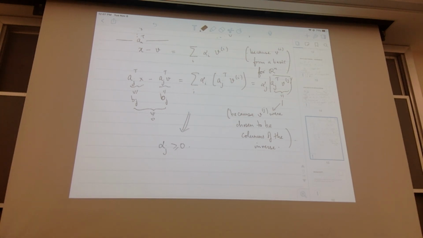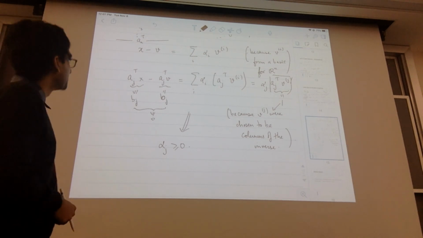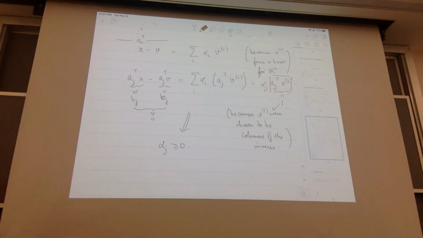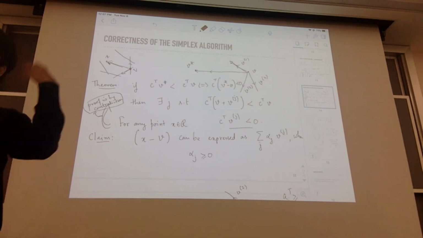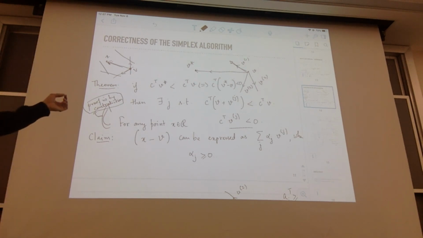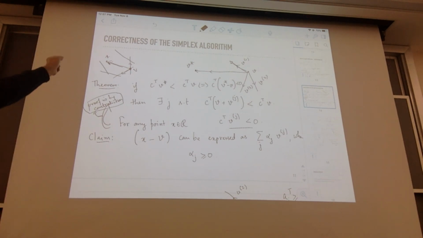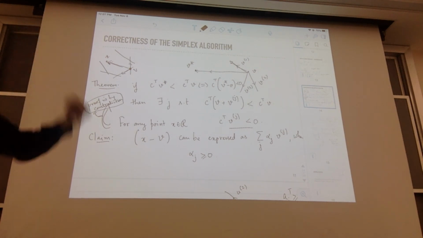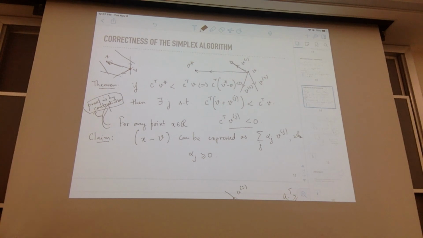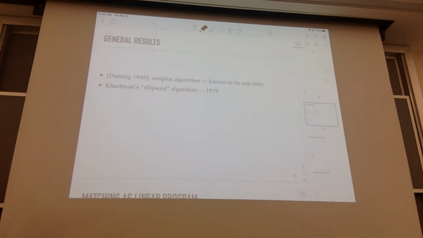So this is a clean proof, but as I said, it involves a bit of linear algebra. The fact is something you should know, even if you don't recall the proof: any point inside, you can write as some non-negative combination of these directions. And this basically implies that local optimum is the same as global. Maybe I'll end by mentioning one more thing.